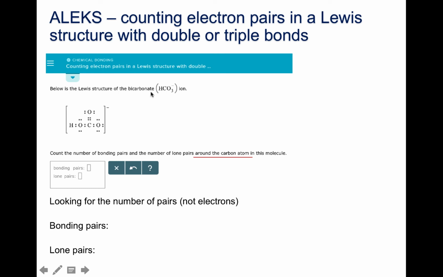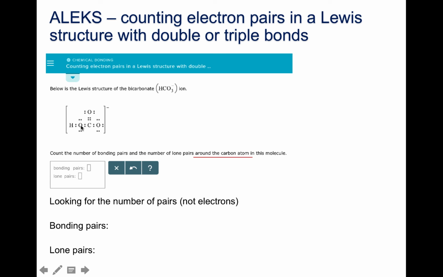Remember, bicarbonate is one of your polyatomic ions, and polyatomic ions are a group of covalently bonded atoms that have an overall charge. Here we have the structure of the bicarbonate ion. It wants us to find the bonding pairs and lone pairs around the carbon atom. So make sure you're reading which atom it's specifying, if at all. Here, the carbon: we look at what it's bonded to and how many electrons are around it.